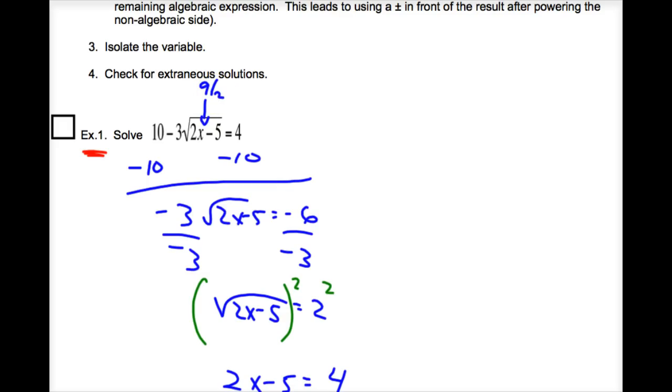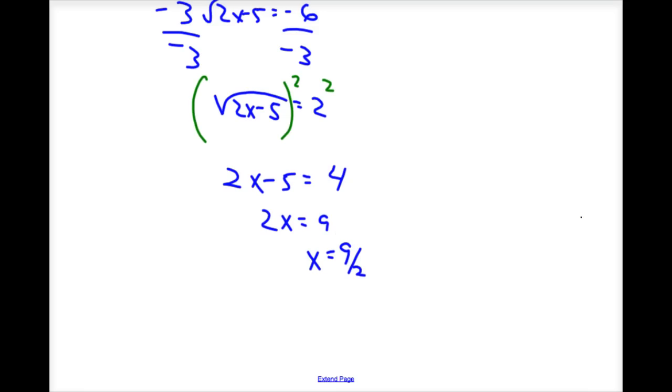And it does. 2 times 9/2 is 9. 9 minus 5 is 4. Square root of 4 is 2. 3 times 2 is 6. And 10 minus 6 is 4. So when you plug that in there, it does work. So I'm going to go ahead and circle that answer and move on to the next one.